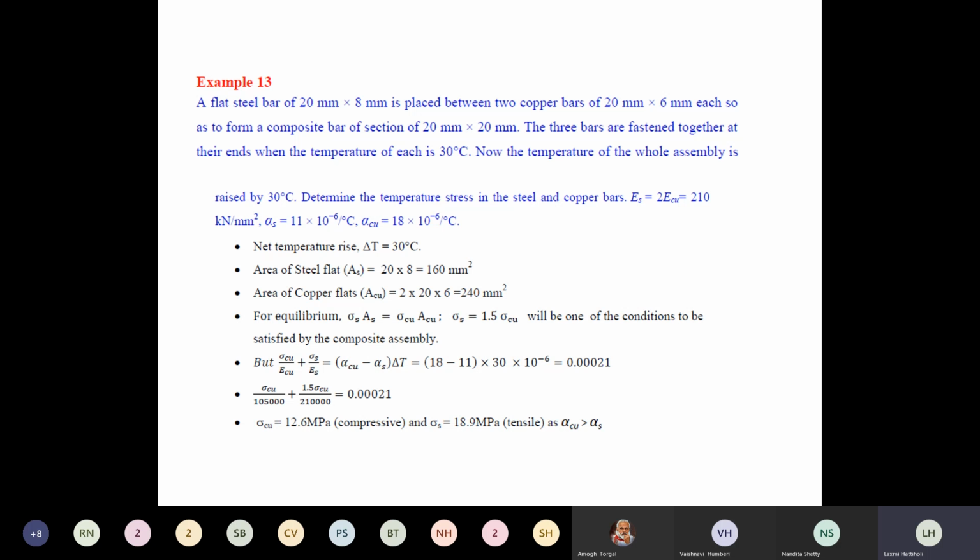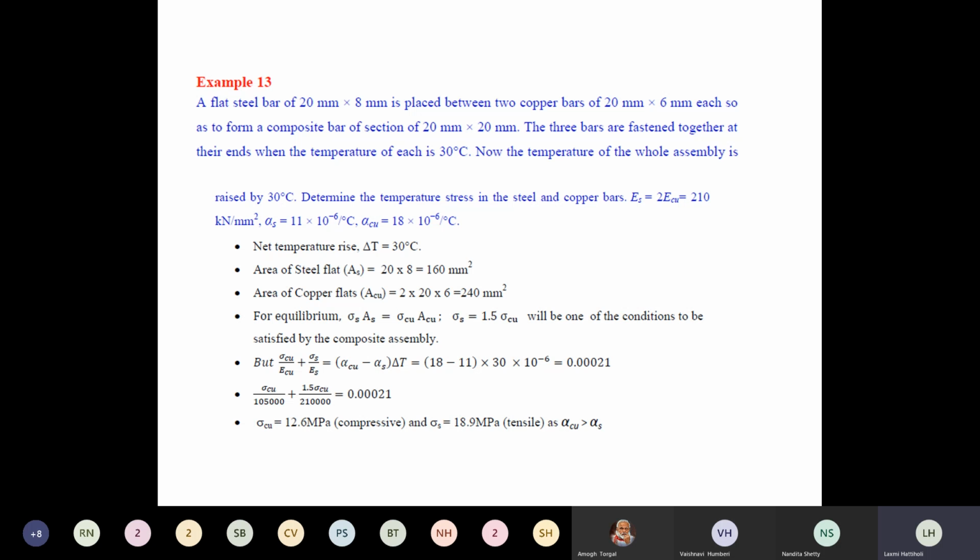First of all, I'll substitute the RHS part, that is alpha c minus alpha s. What is alpha c minus alpha s? That is 18 minus 11 into delta T, that is 30 into 10 raised to minus 6. So you will get it as 0.00021.